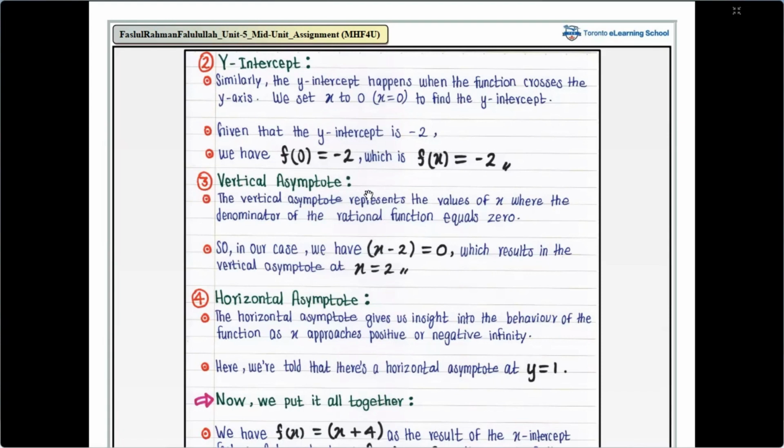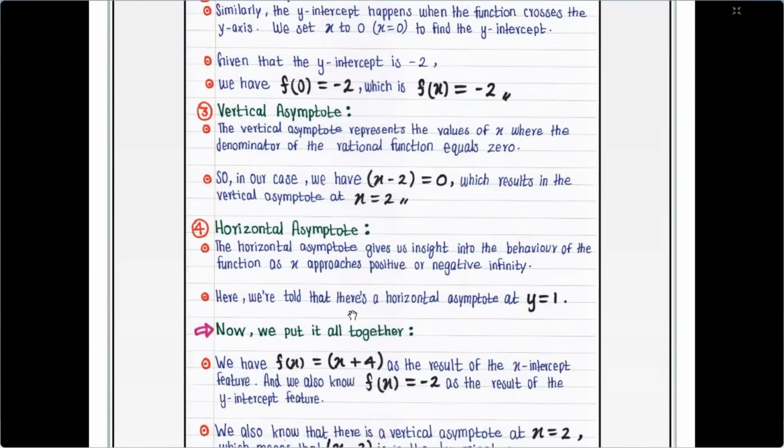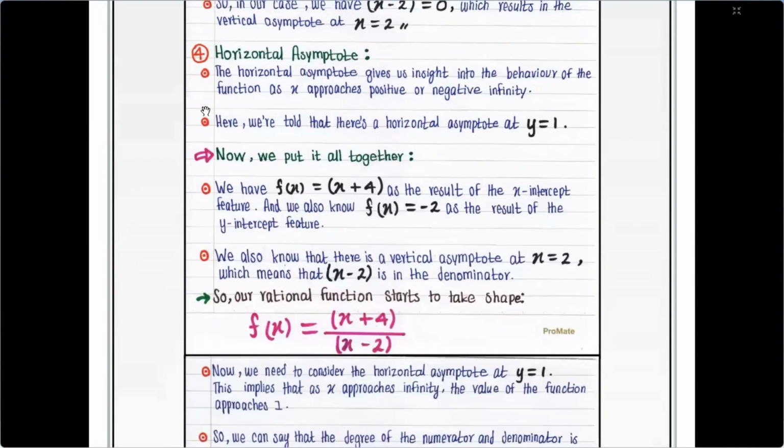Third one is vertical asymptote. The vertical asymptote represents the values of x where the denominator of the rational function equals 0. So in our case, we have x minus 2 equal to 0, which results in the vertical asymptote at x equals 2. Fourth one is horizontal asymptote. The horizontal asymptote gives us insight into the behavior of the function as x approaches positive or negative infinity. Here we are told that there is a horizontal asymptote at y equal 1.